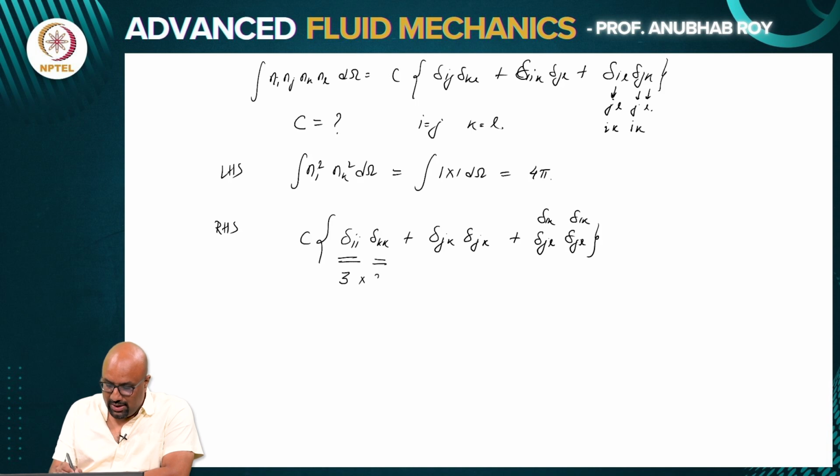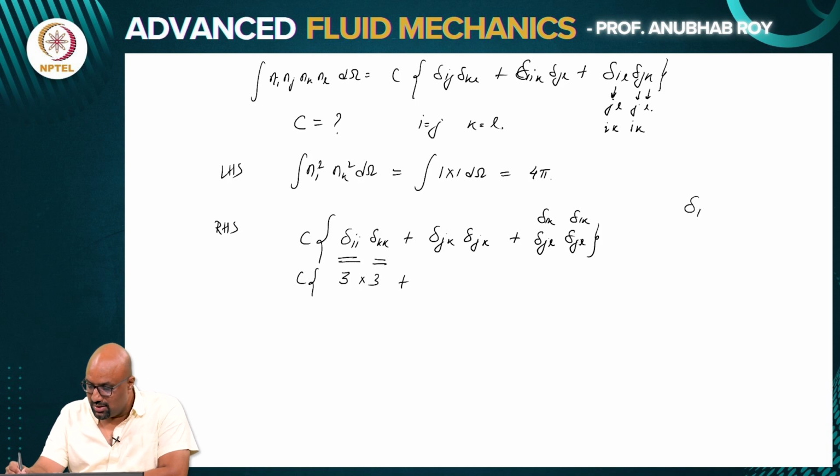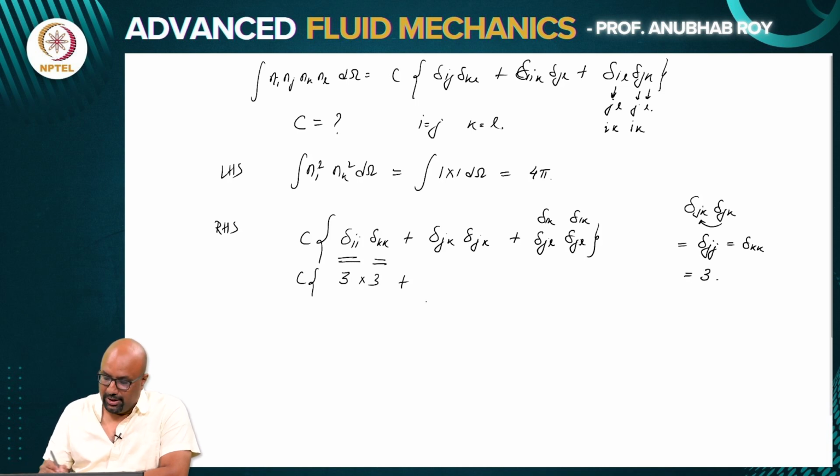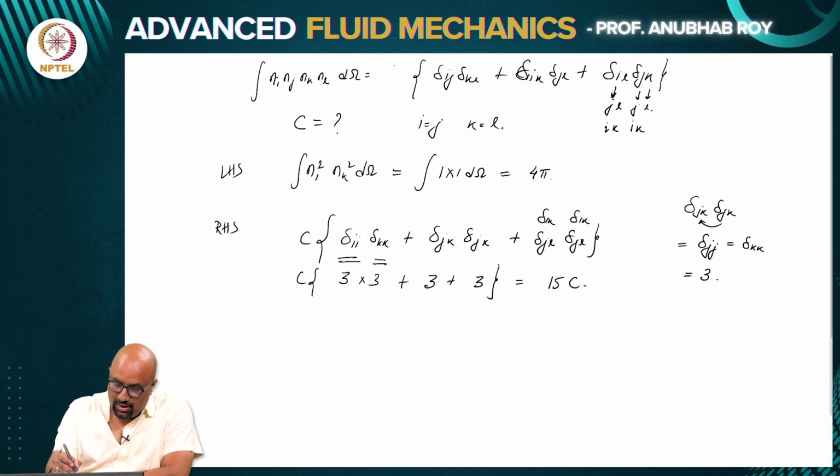Delta kk is also the identity tensor, so that should also be 3. Delta jk, so this is delta jk delta jk. So it's a scalar. I can switch either of these indices, so I can write this as delta jj or delta kk, and that is equal to 3. And similarly the last one is also equal to 3. So this becomes 15 times c. So here the constant that we have now becomes 4 pi by 15.